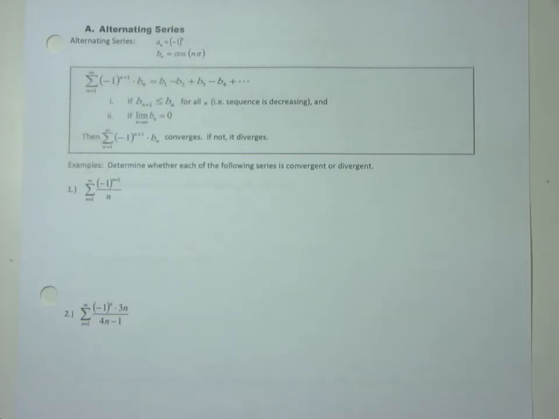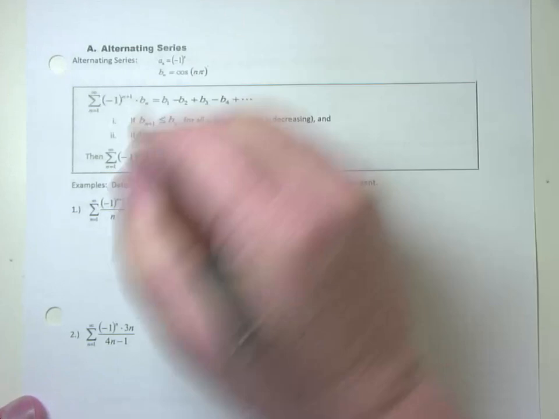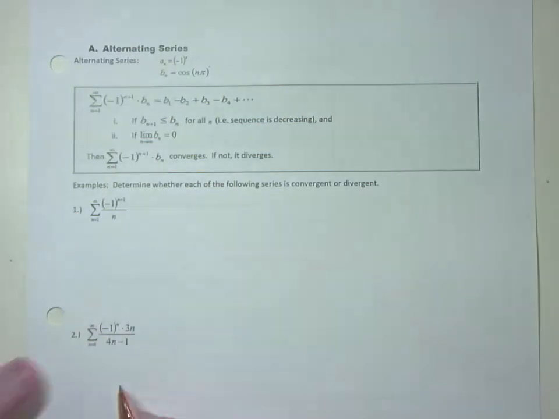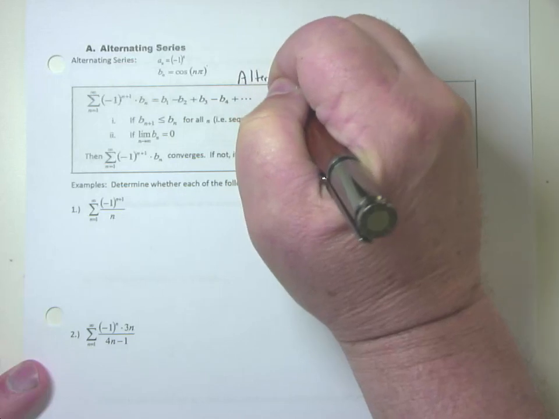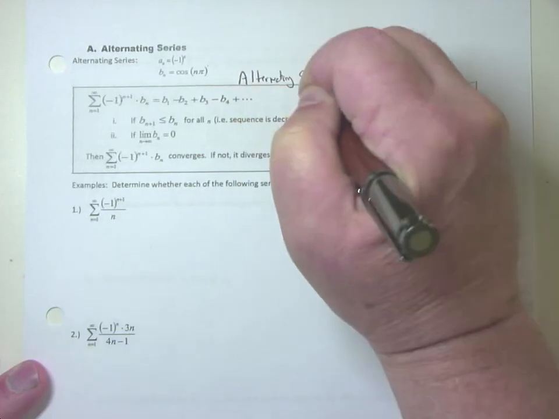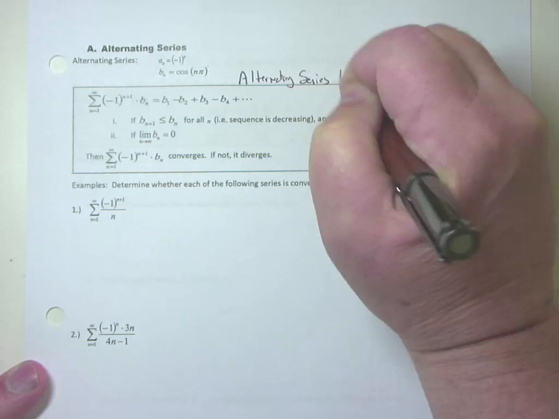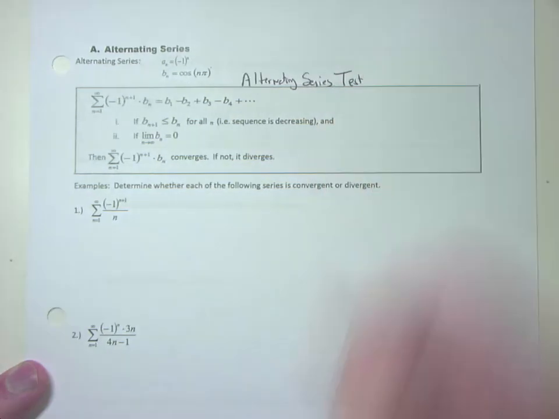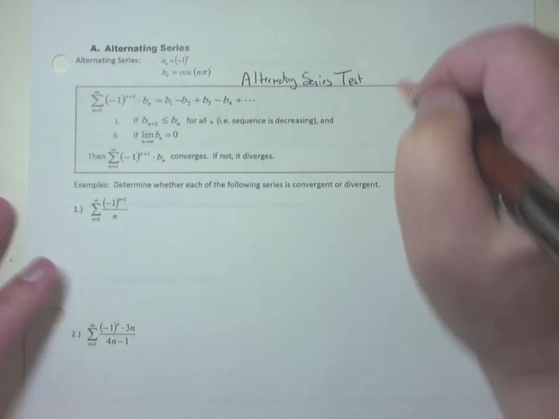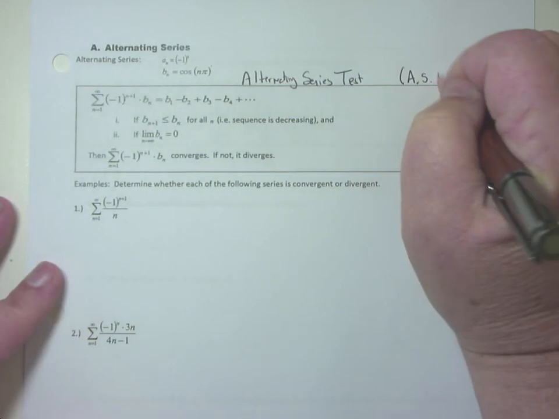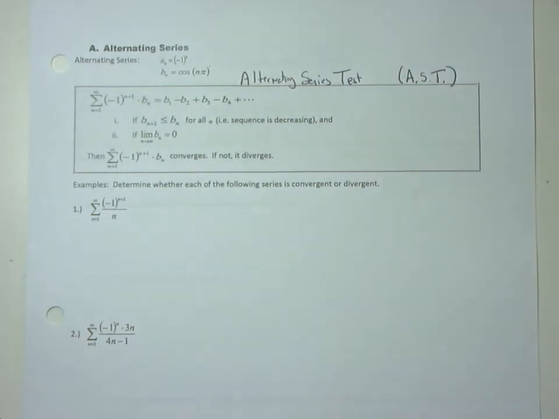All right, what number test are we up to? Number 5. This is called an alternating series, and this test is called the alternating series test. We're math people. What are we going to call it? You got it. AST. The alternating series test.